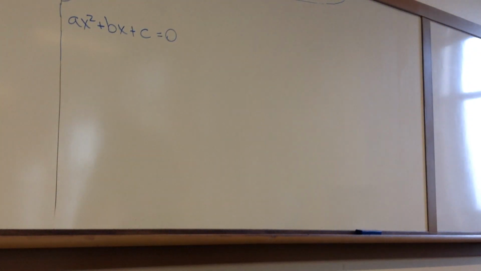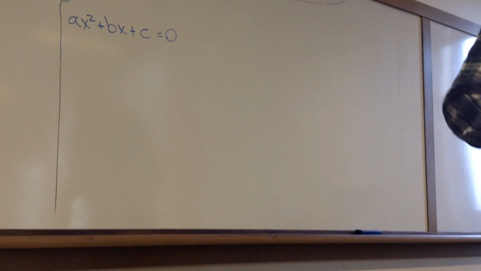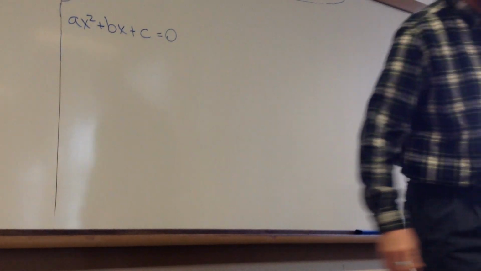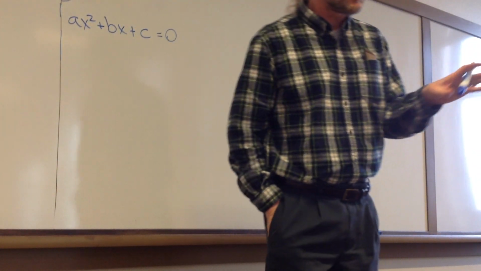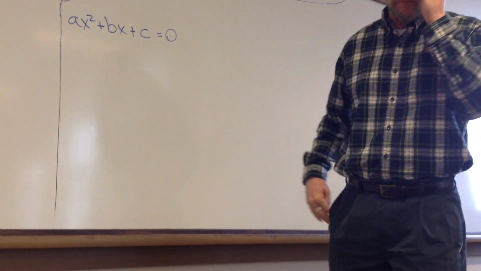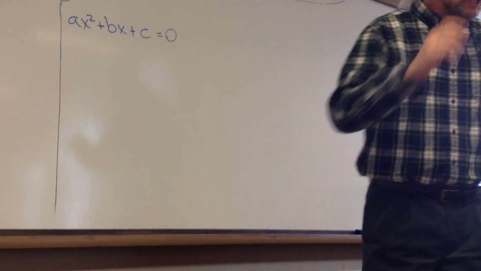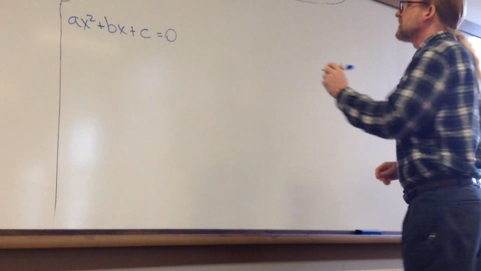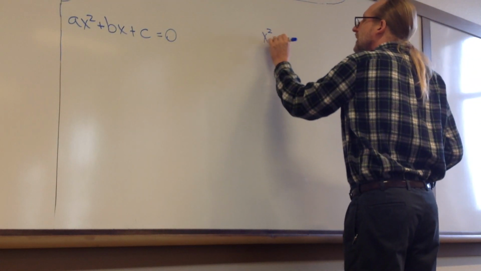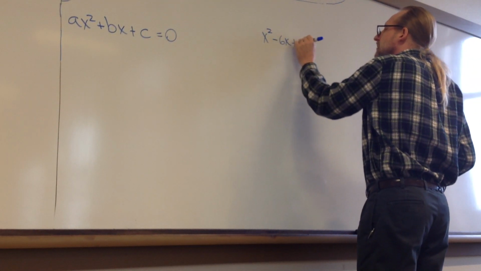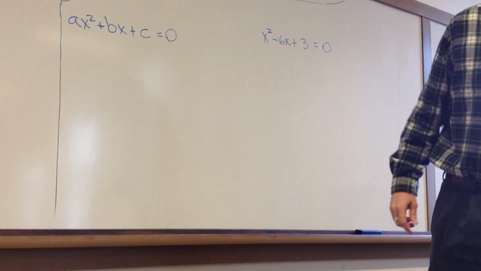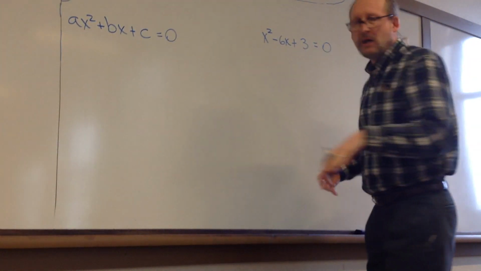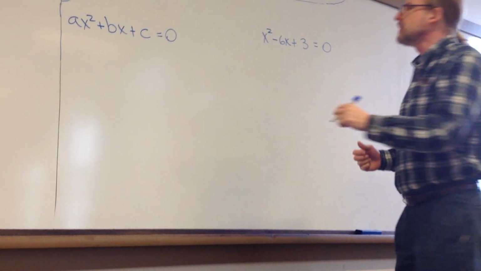So on page 43 in the textbook, and you can read through these yourselves, but I do want to talk about these examples that I show in the textbook in section 1.5. So the first equation that I bring up in the section is x squared minus 6x plus 3 equals 0. And if we run this through the quadratic formula, we come out with two solutions.